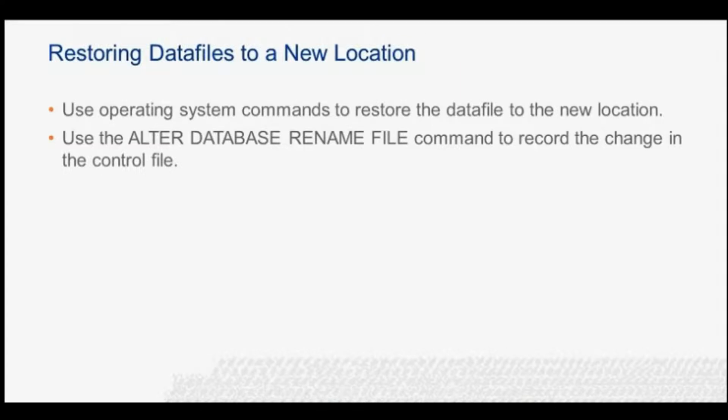We use operating system commands to restore the files to the new location. In the Unix environment, the files must exist in the new location prior to issuing the alter database rename command. Then we start up the instance and mount the database. We use the alter database command to update the control file with the new file location or name: alter database rename file.